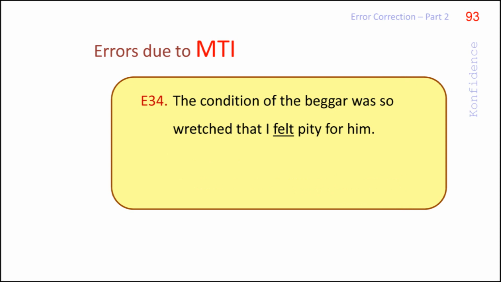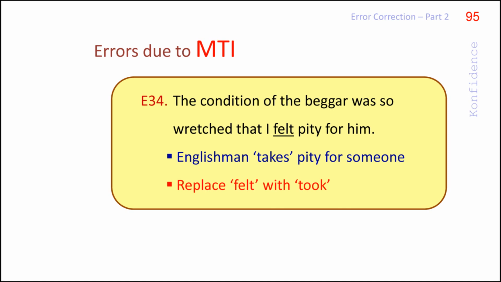In the example E34, the speaker felt pity for the beggar. This sounds sensible only in our mother tongue. But an Englishman takes pity on someone. This is the expressionistic uniqueness of English. Hence, let us replace felt with took. So the correct sentence is, the condition of the beggar was so wretched that I took pity on him. All these examples show how direct translation can cause errors in the usages, word order, and choice of words in a sentence in English.